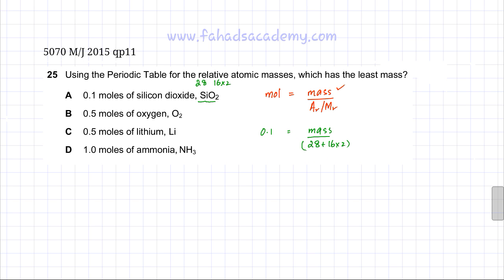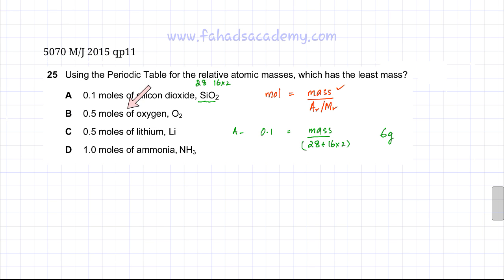Doing my calculations on my calculator, the calculator gives me a value: mass is going to be 6 grams. So if you make mass the subject of the equation, the mass would come out to be equal to 6 grams. Now this is for option A, 0.1 moles of SiO2. Now I'm going to move to option B.